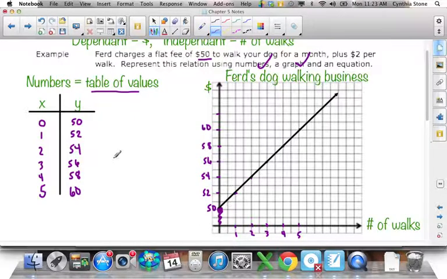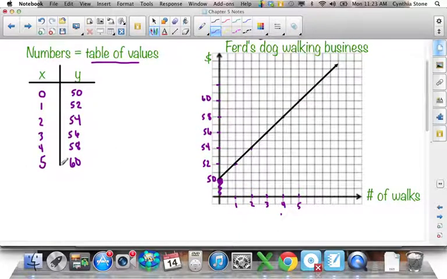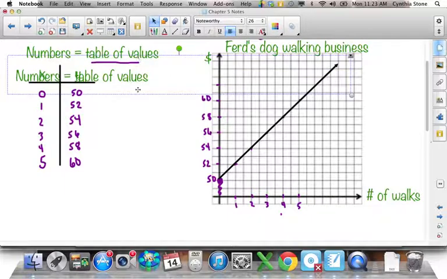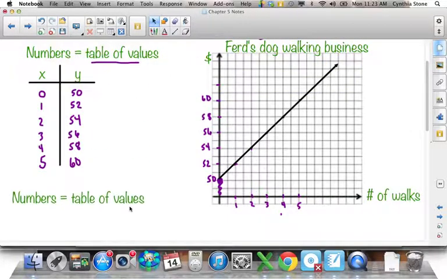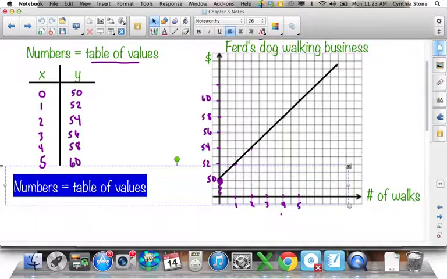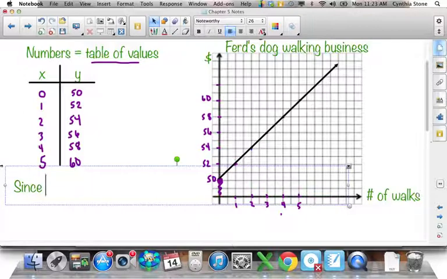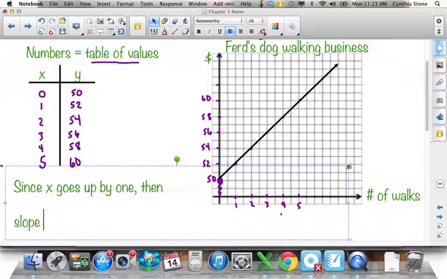Now the equation is y equals mx plus b, of course. You can calculate m if you want to, but I want to remind you of something we talked about earlier. If x goes up by 1s, then you can just use the first differences. That would be an easier way to find your slope instead of going rise over run, but you could do it any way. You could do rise over run, you could do y2 minus y1, it's all the same thing. But since x goes up by 1, then slope equals first difference.